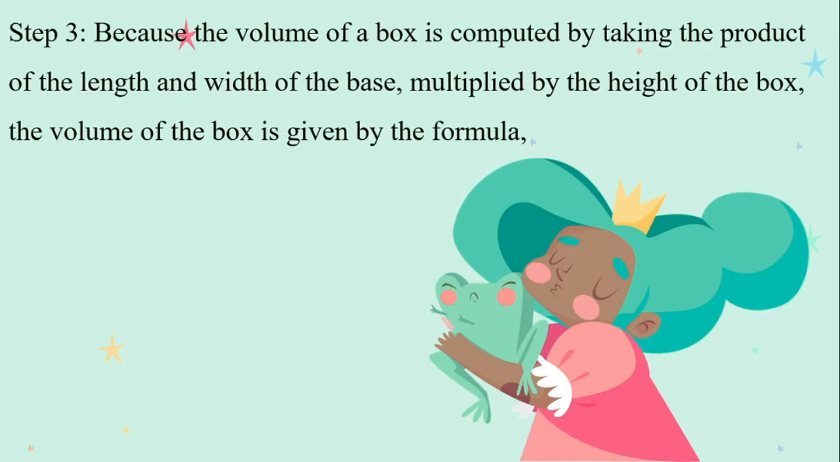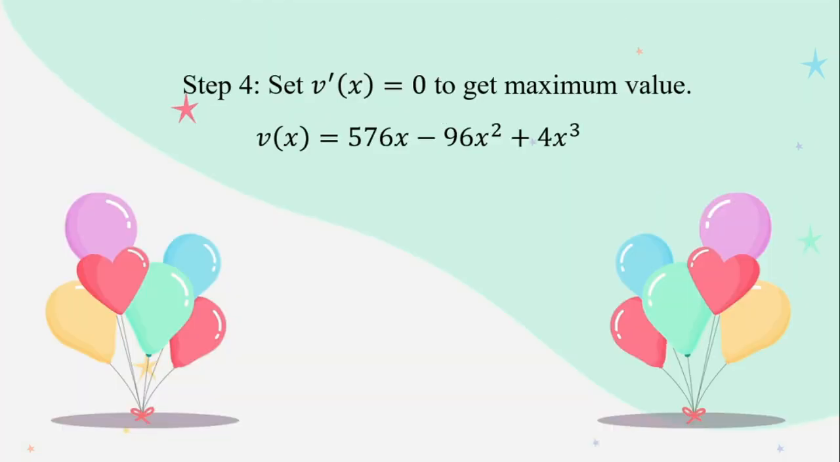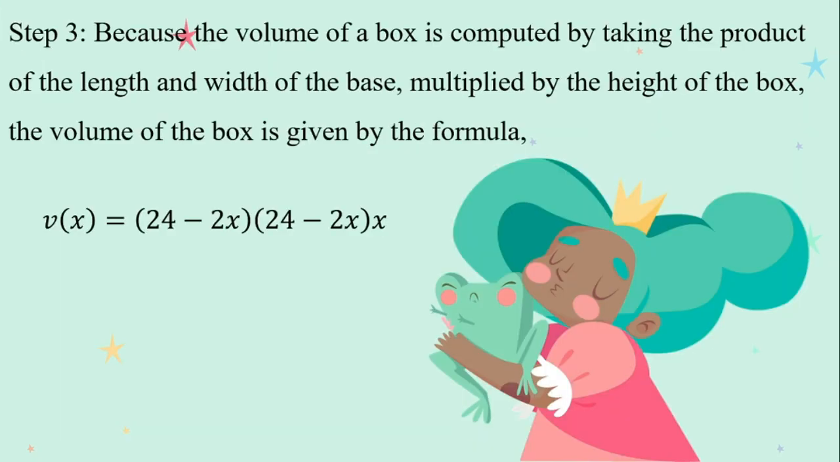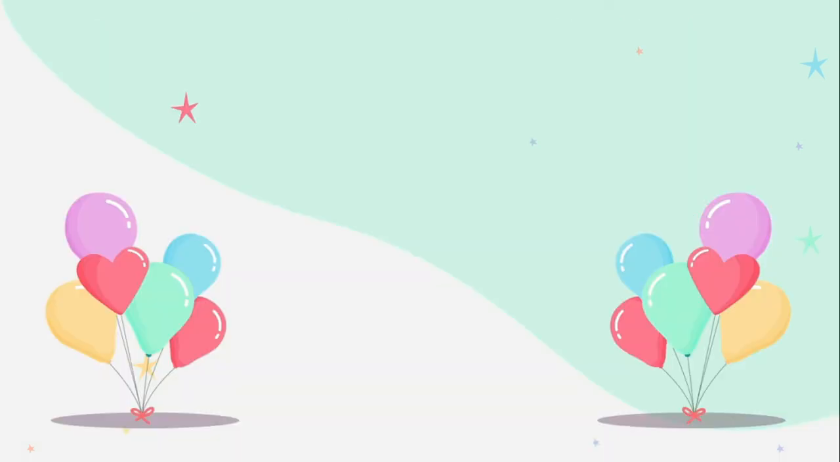Step 3. Because the volume of a box is computed by taking the product of the length and width of the base multiplied by the height of the box, the volume of the box is given by the formula V(x) = (24 - 2x)(24 - 2x)(x) = 576x - 96x² + 4x³.